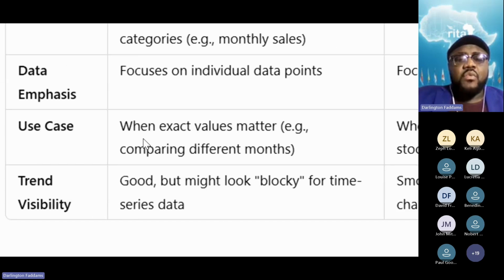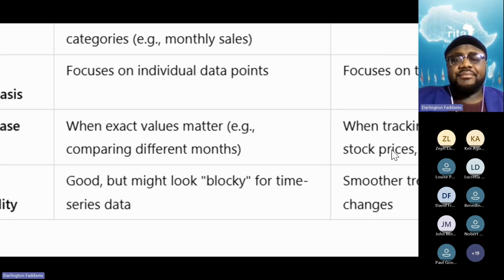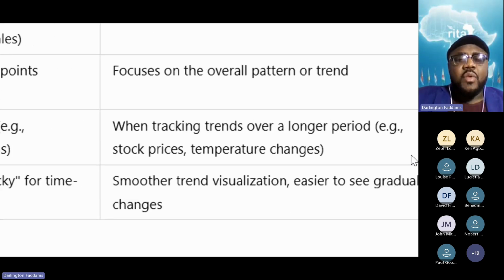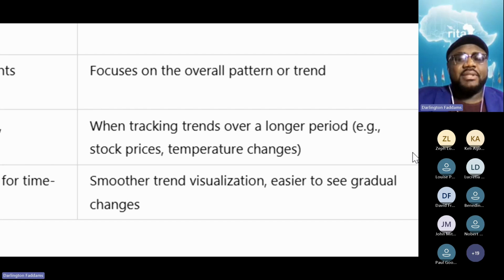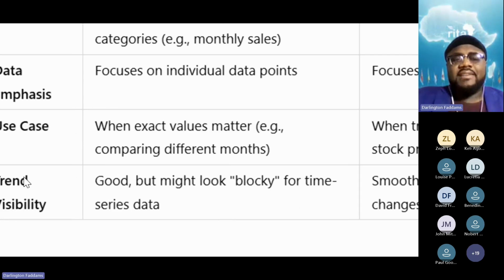Column charts are used when exact values matter. Example, comparing different months. Exact values matter. Line charts are used when tracking trends over a longer period, such as stock prices, temperature changes, etc. So when exact values matter, example, the differences in the months, when the values of each month matters.